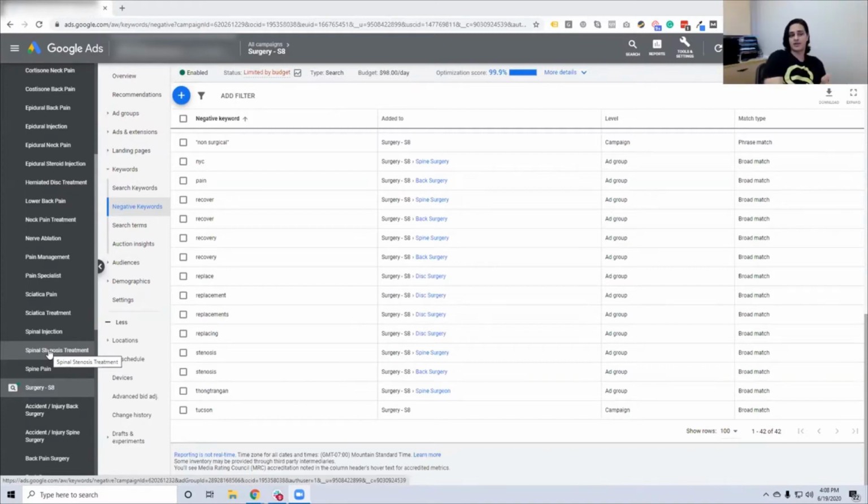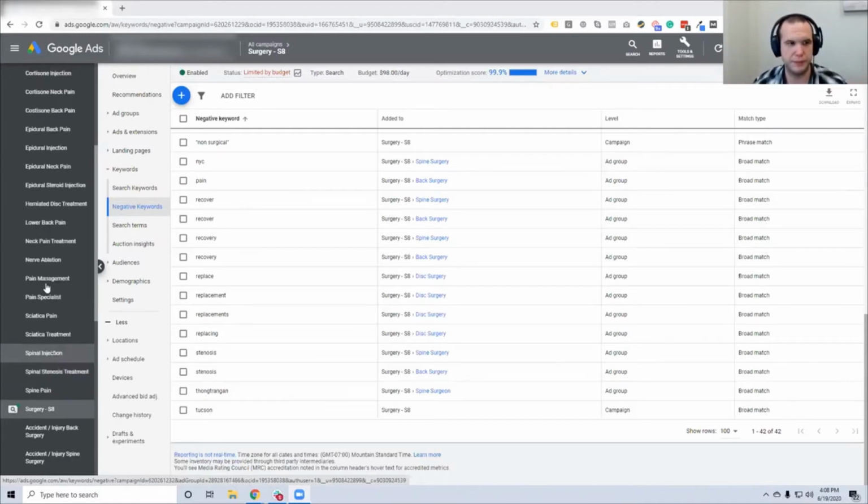You're adding the negative keywords at the campaign level then? Yeah, we're adding at the campaign level. You can add at the ad group level, but we added it at the campaign level just because here, we have a surgery and non-surgery campaign. That's how we break out these two campaigns. So if anybody's talking about surgery, we want them to see only the surgery ads. So surgery is a negative keyword in non-surgical.